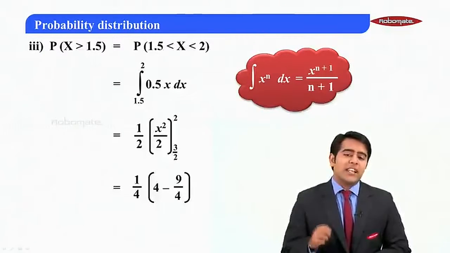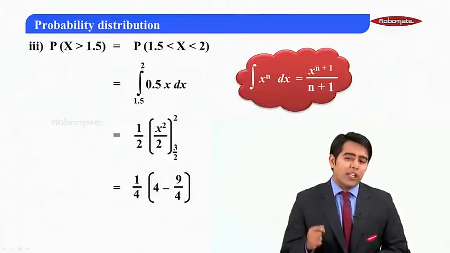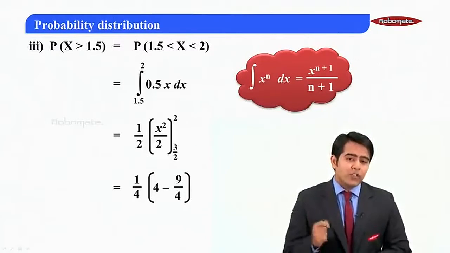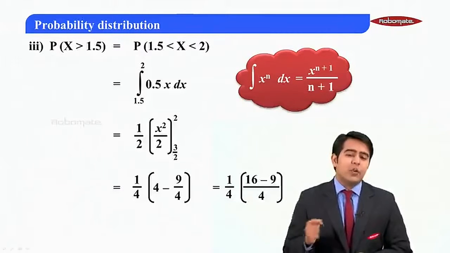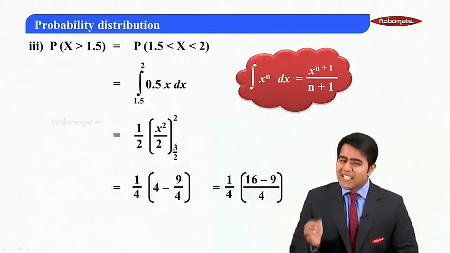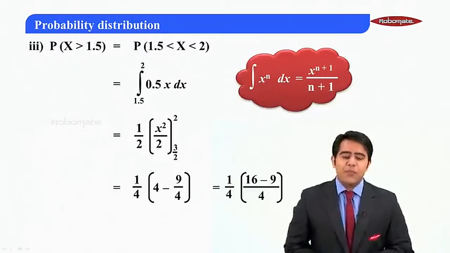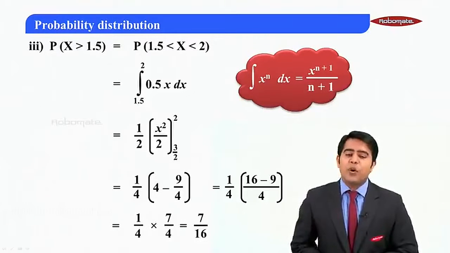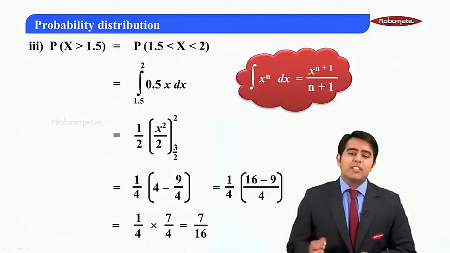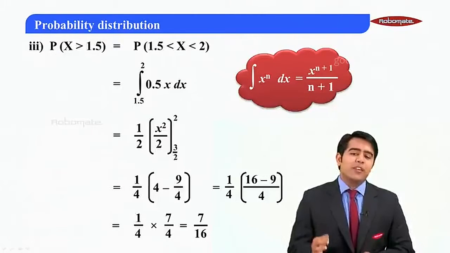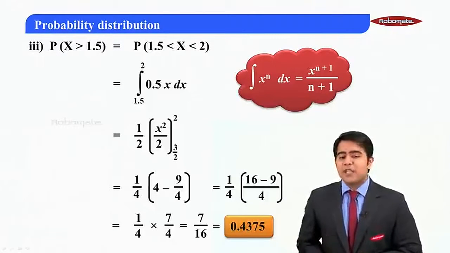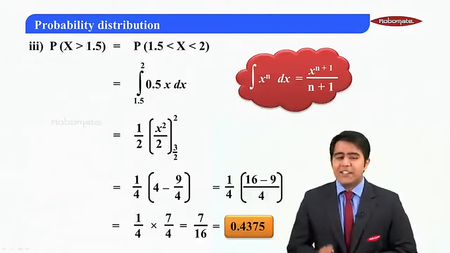On solving this further, I get the value as 1 upon 4 into 4 minus 9 upon 4. So this value will be simply equal to 1 by 4 into 16 minus 9 by 4. On further calculation, I get the value as 7 upon 16. So this is the probability for P of x greater than 1.5, which turns out to be 0.4375.